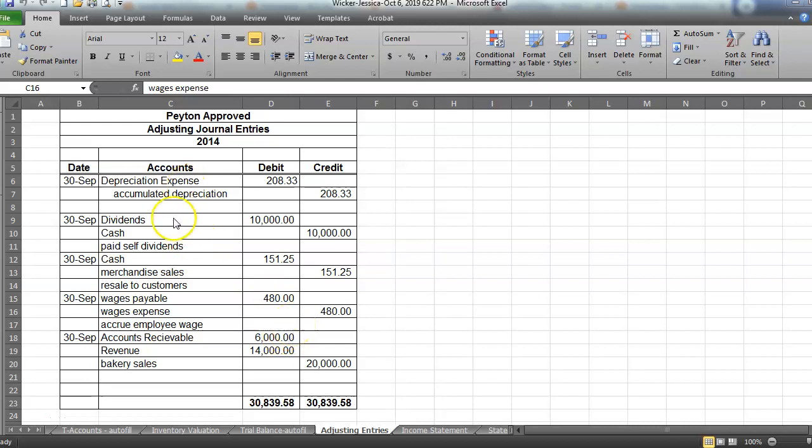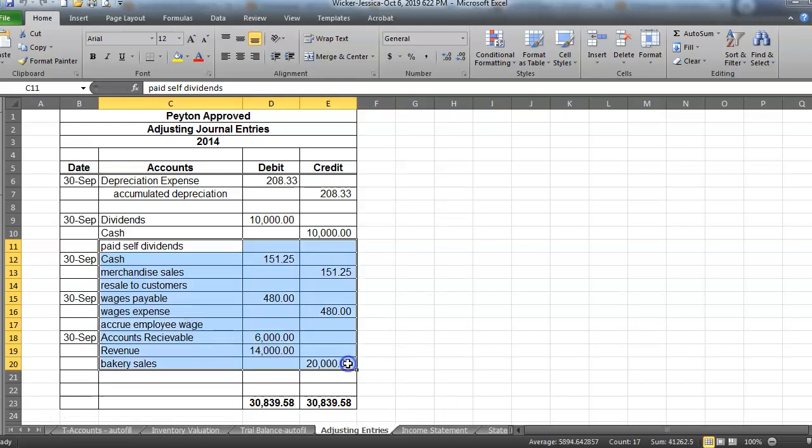Jessica, I wanted to go over a couple things with you regarding your checkpoint number 2. I wanted to just make clear these transactions should not be on the adjusted trial balance or adjusted entries. They were specific transactions given to you in your instructions. These items here should be removed completely.